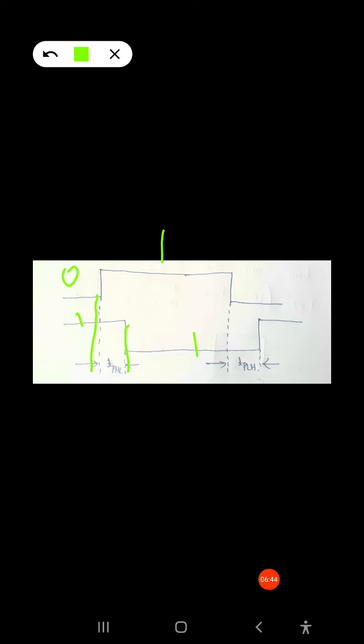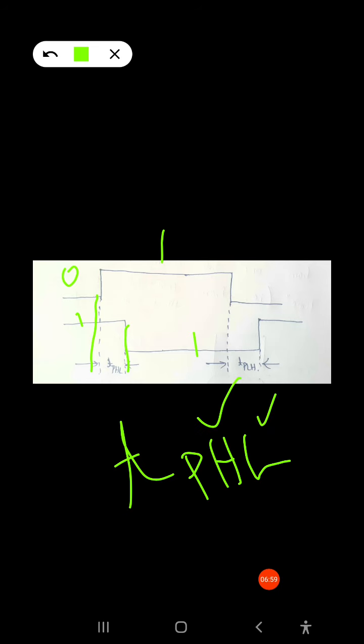That is called TPHL. TPHL indicates the propagation delay for the output change from high state to low state with respect to the input. And here also, the time required from this point to this point is called TPLH.